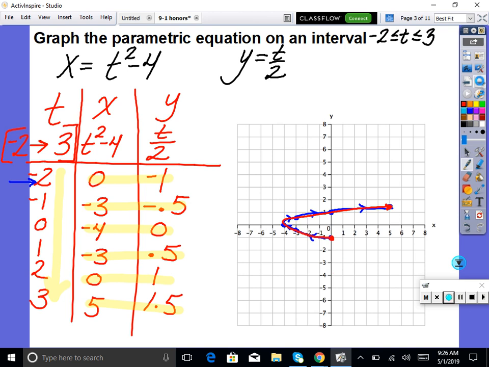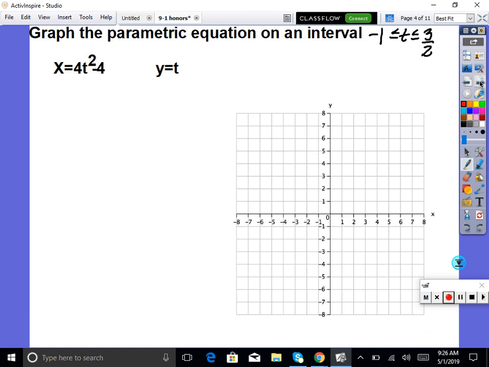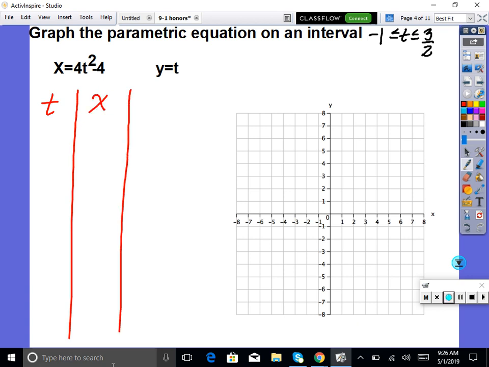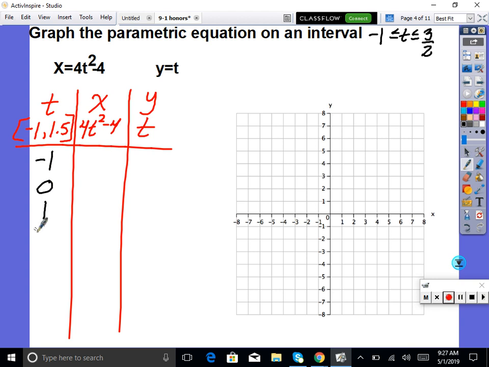Okay, let's do another one. Graph the parametric equation. Now we're doing it on an interval from -1 to 3/2. So let's make another t-x-y chart. T is on an interval from -1 up to 1.5, because that's 3/2. And then x is 4t squared minus 4, and y is t. So this one, we could plot as many points as we want. I'm not going to do a ton. Let's do -1, maybe 0, maybe 1, and maybe 1.5. That'll be plenty.